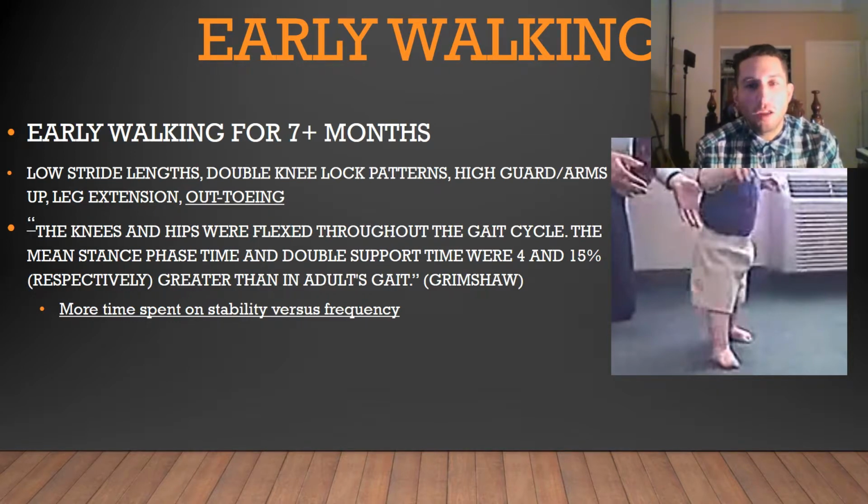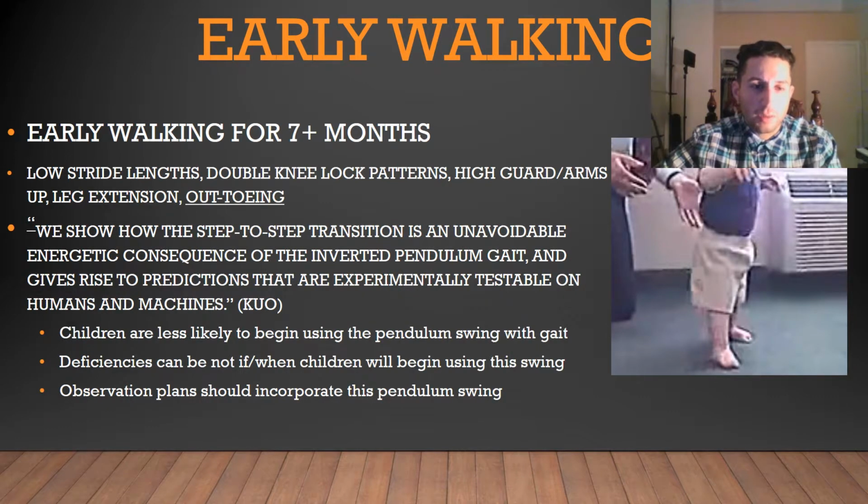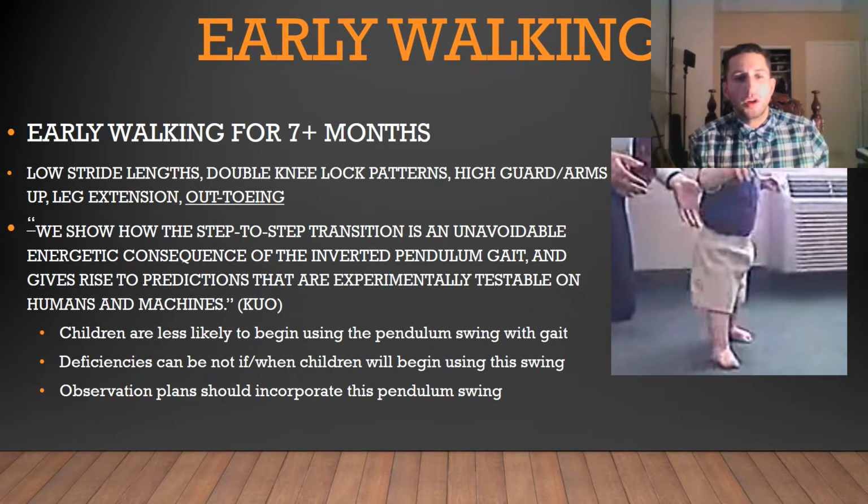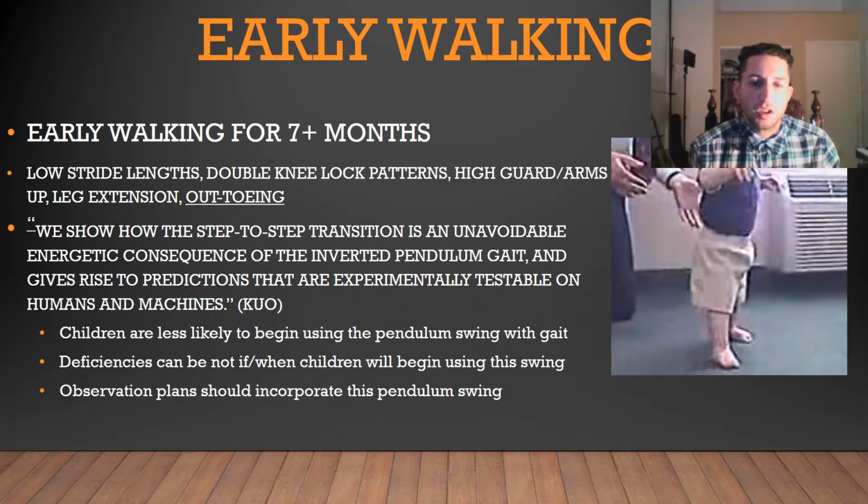The theory behind this is there's more time spent on stability versus frequency. Overall, the neuromuscular tissues are still developing in order to actually master the art of walking when it comes to children, because they haven't quite got a grasp on it yet. Also, we show how the step-to-step transition and unavoidable energetic consequences of the inverted pendulum gait can give us predictions that are experimentally testable on humans and machines.